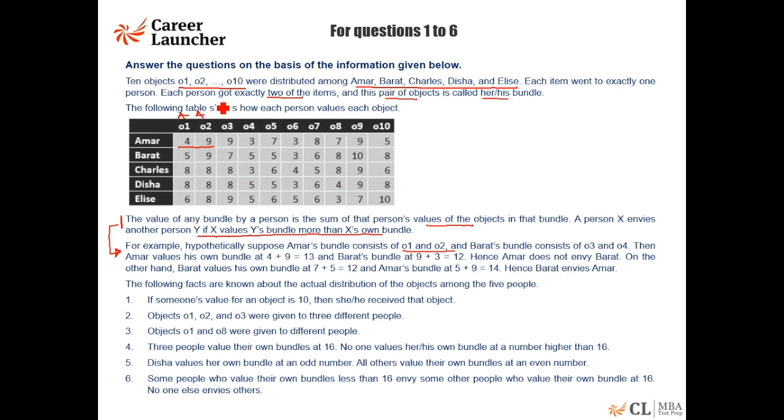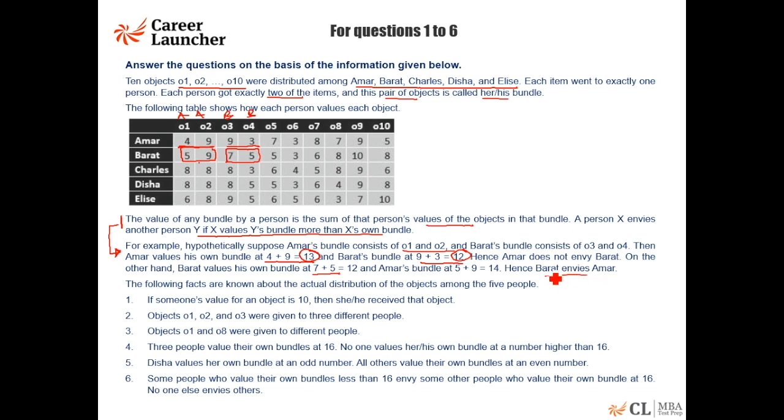And Bharat's bundle consists of O3, O4. So Bharat has got O3, O4. Then Amar values his bundle at 4 plus 9, 13. So 4 plus 9, 13 is his own value. And he values Bharat's bundle as 12. So Amar does not envy Bharat. Why? Because Amar values his own bundle at 13 and Bharat's bundle at 12, so he does not envy. On the other hand, Bharat values his own bundle at 12. Bharat's value for his own bundle is 7 plus 5, 12, and his value for Amar's bundle is 14. Since his value of Amar's bundle is more than that of his own bundle, so it says Bharat envies Amar.